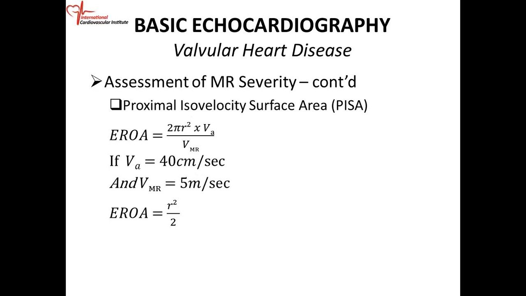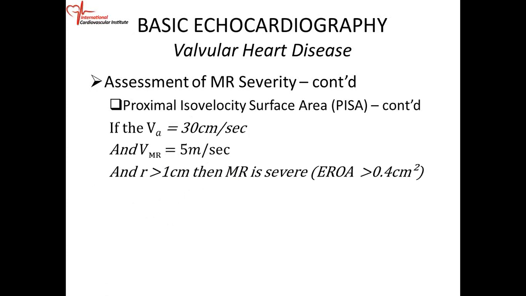So this is a very easy formula to use, because all you have to do is measure R and plug it in the equation, and you'll get the EROA, instead of going through all of this. If you adjust your Aliasing velocity to 40 meters per second, and the mitral regurgitant velocity is 5 meters per second, then the EROA is equal to R squared over 2. Very easy formula to manipulate. All you have to measure is the radius.